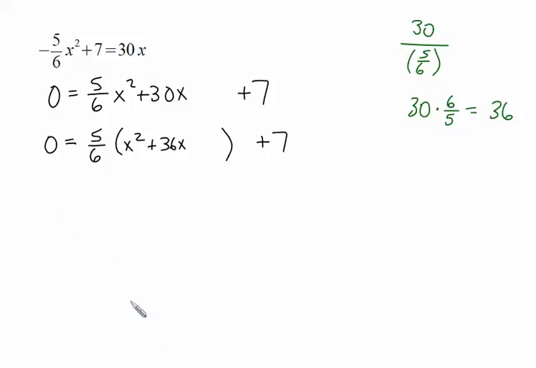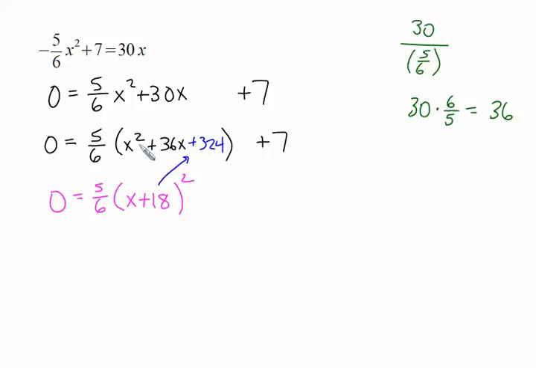Now we actually complete the square. Okay, so what do we have to pair with the x in the parentheses so that when we square we get a 36? Well, it would be half of the 36, which is 18. Then when we square 18, we get 324. So we'll put plus 324 right here.